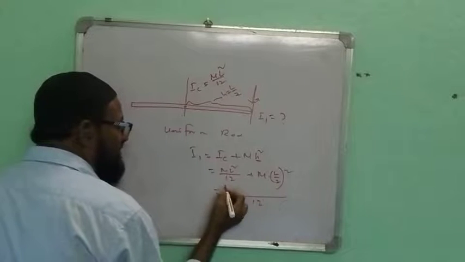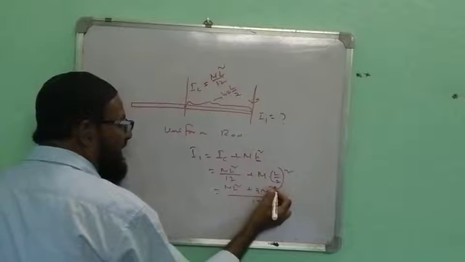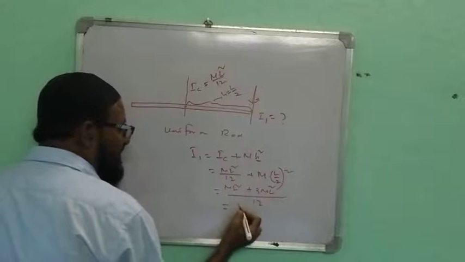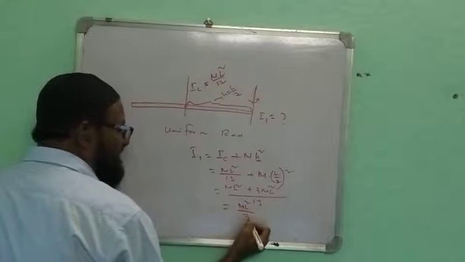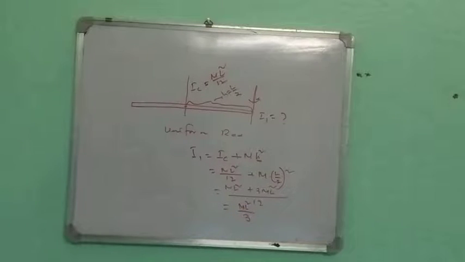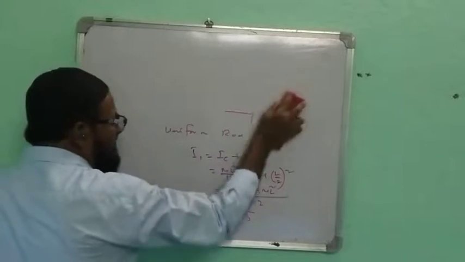So what is this? Let's say 12. This is M x square. This is 4. This is 3. M x square, 4 by 12, that is M x square by 3. This is the answer. Is it clear? Okay?